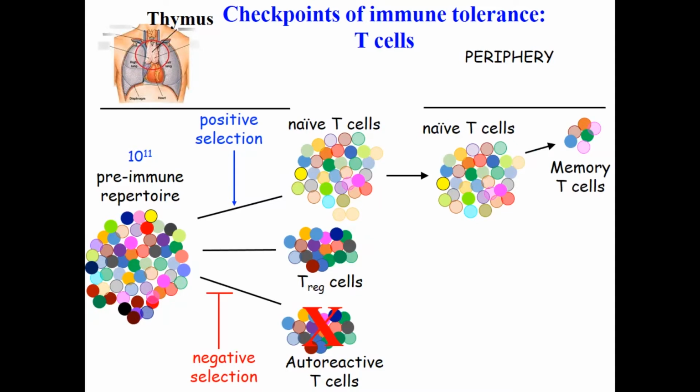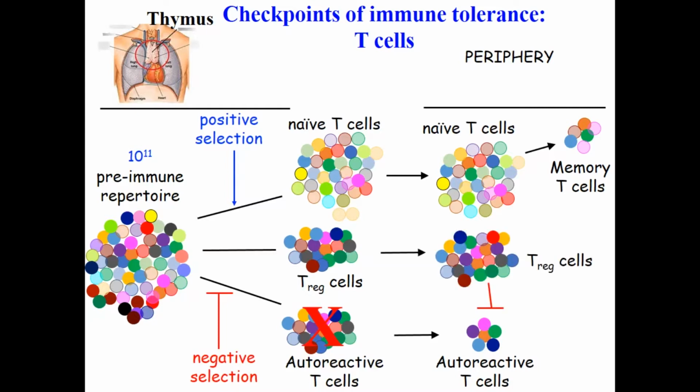I mentioned there are few autoreactive T cells that actually escape the mechanism of negative selection. So we do have those autoreactive T cells normally around. In order to control them, that's exactly what the Tregs do. So the Tregs control the response of autoreactive T cells.